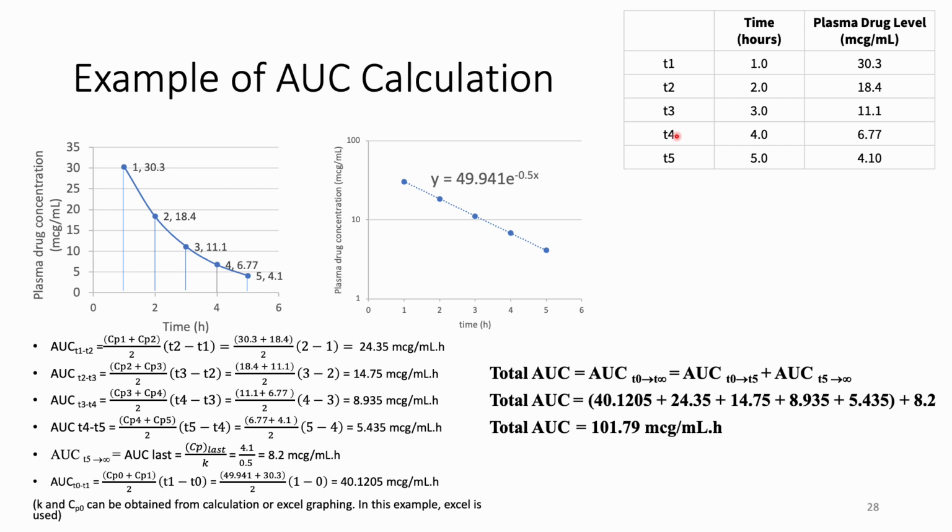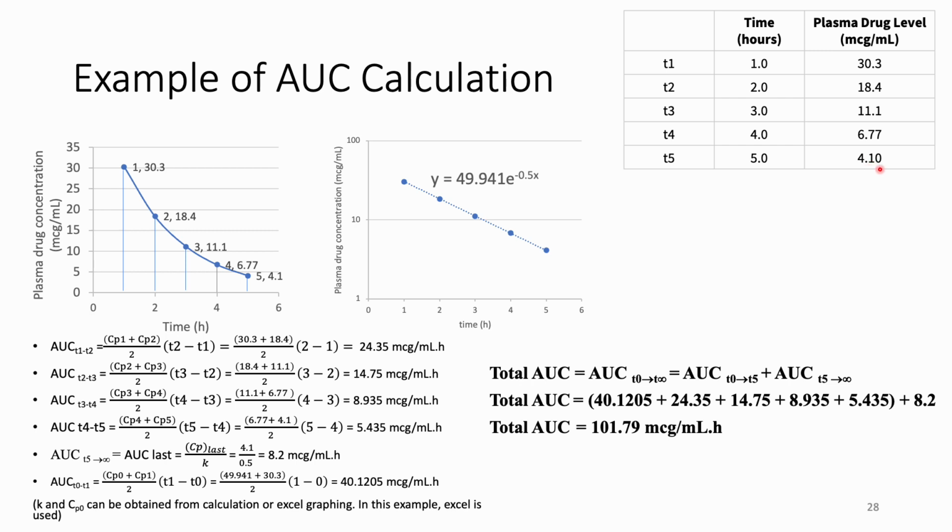T3 to T4 and T4 to T5. For the graph, you use the trapezoid rule to calculate, and for the equation you can use AUC equal to dose divided by K times Vd. I use the equation AUC last equal to CP last divided by the elimination rate constant.